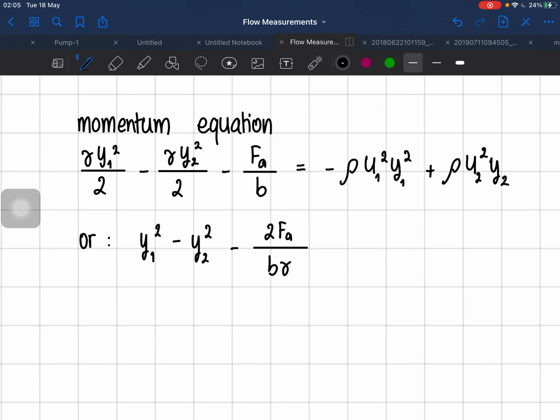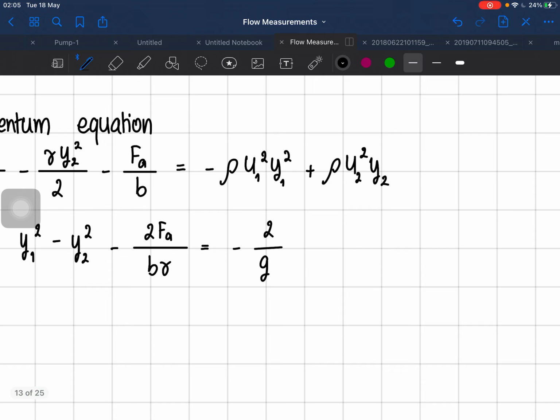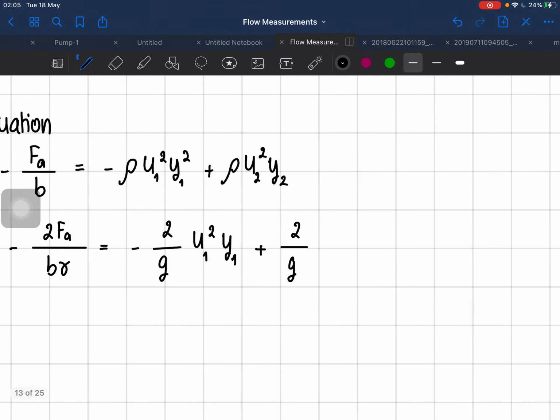So B gamma equals minus 2g (gravity) u1 square, which is the same, plus 2g. So if on the left side we're doing all those divisions and multiplications, of course the right side must be done the same because there's the equal sign. Equal sign means whatever is done to the left side should be done to the right side as well.